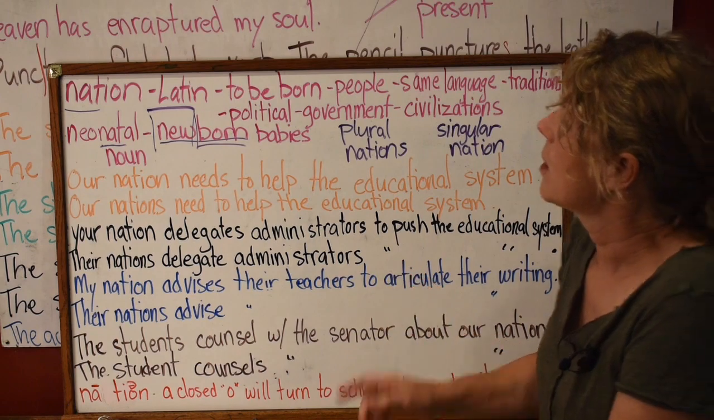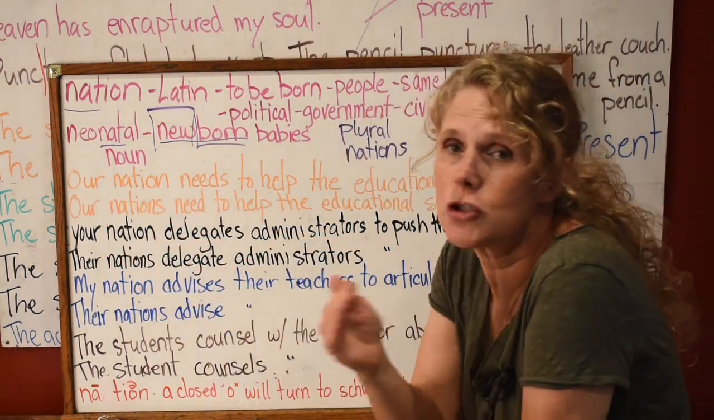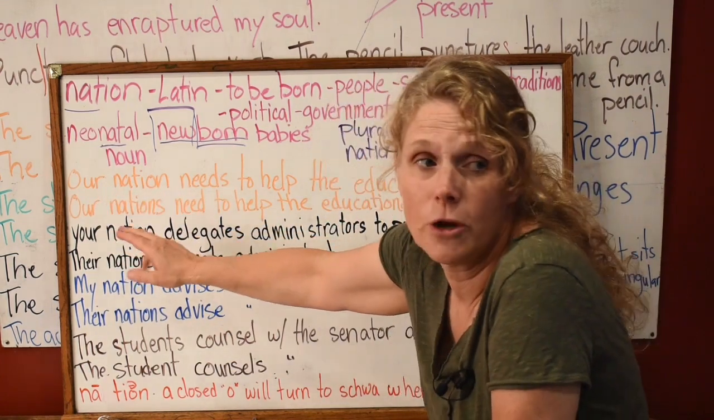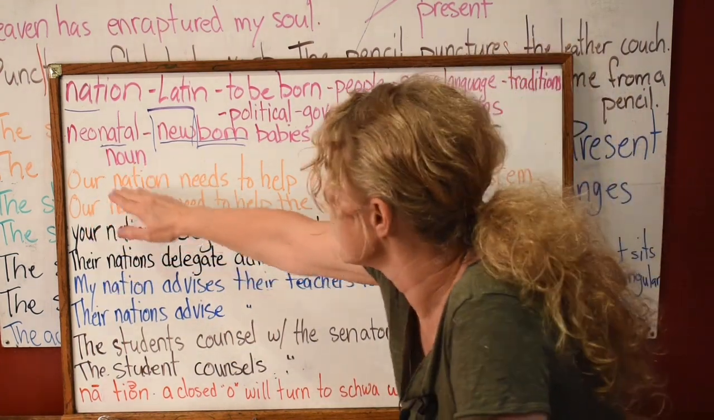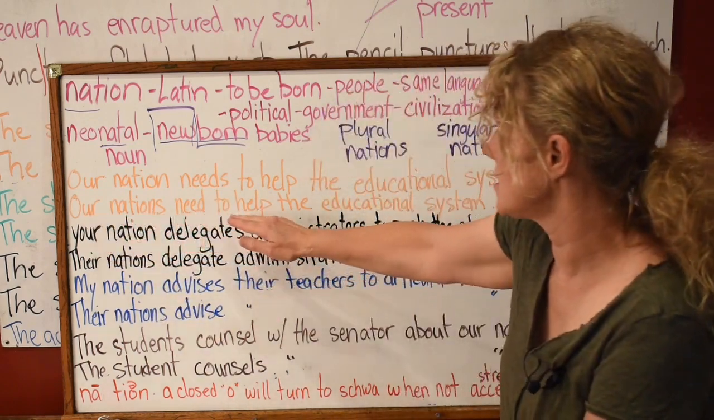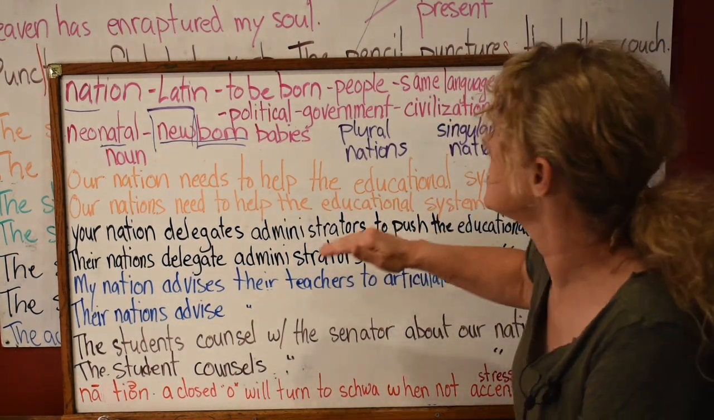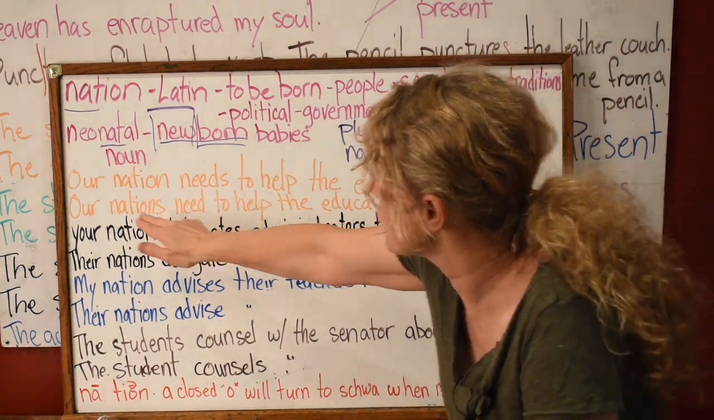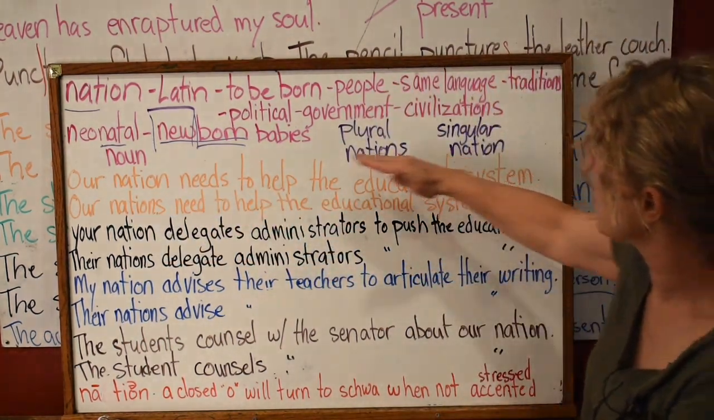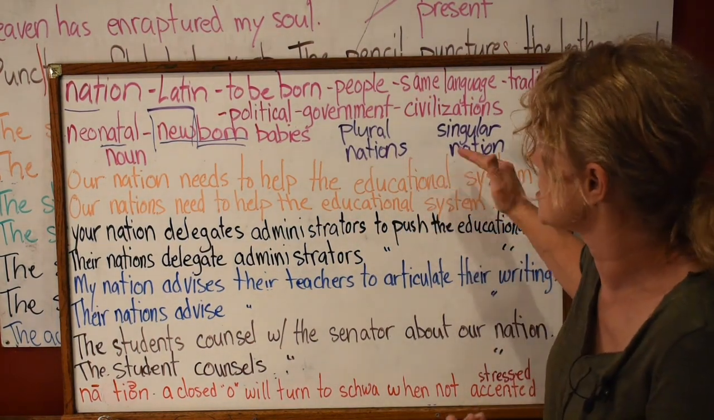Now also, when you're doing sentences like this, look at your pronoun adjectives. Make sure you're using the right pronoun for your understanding of your words. Our nations need to help the educational system. So see how your subject and verbs need to match. Look how the rest of the sentence makes sense. Sometimes it won't make sense. Sometimes you need to change things up in here.